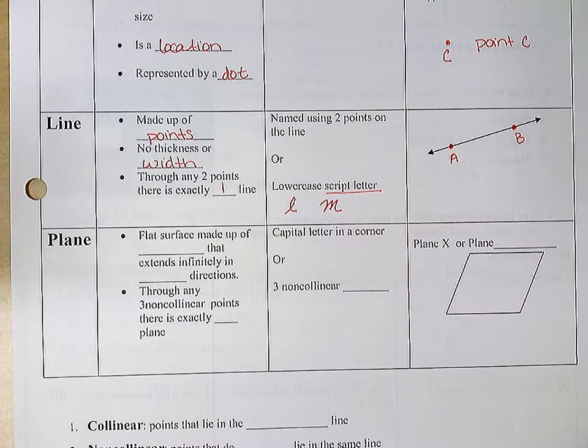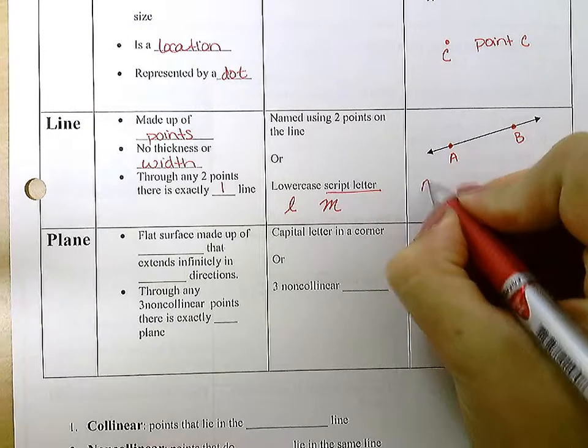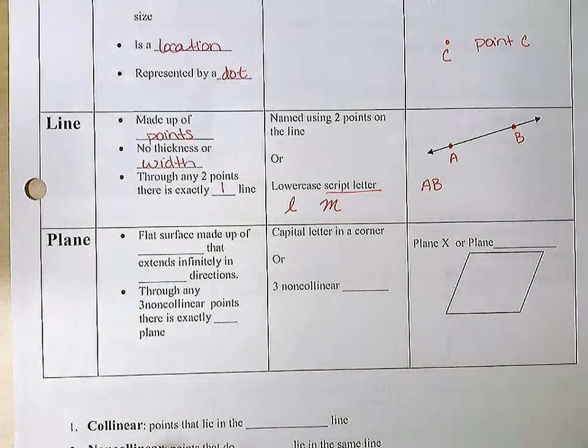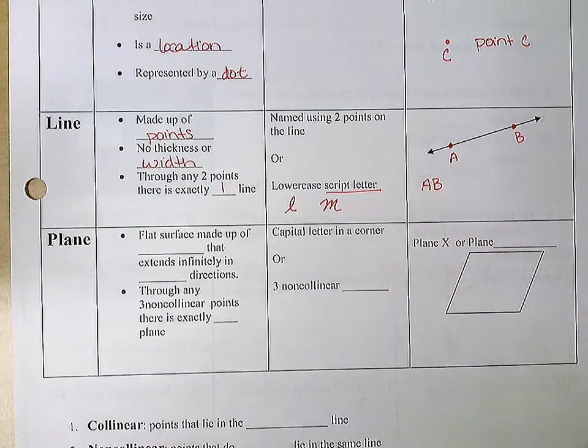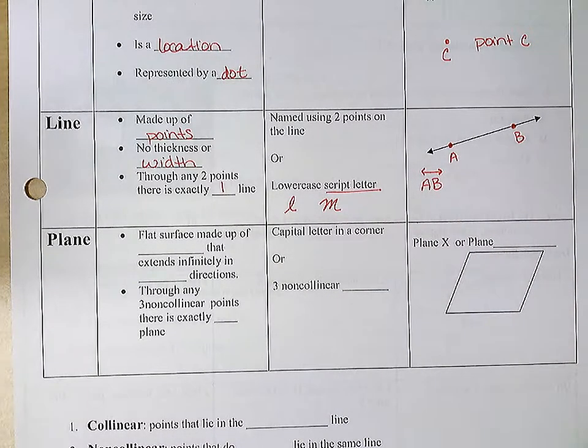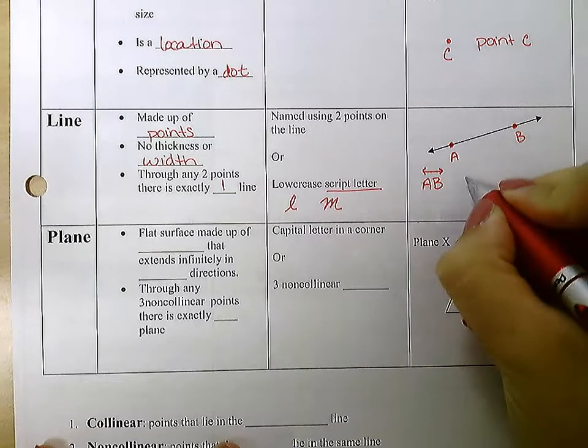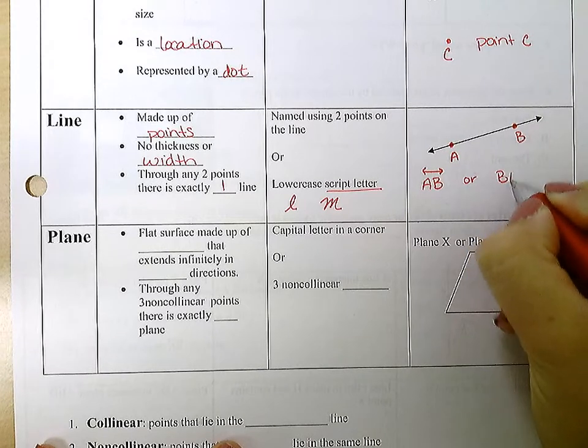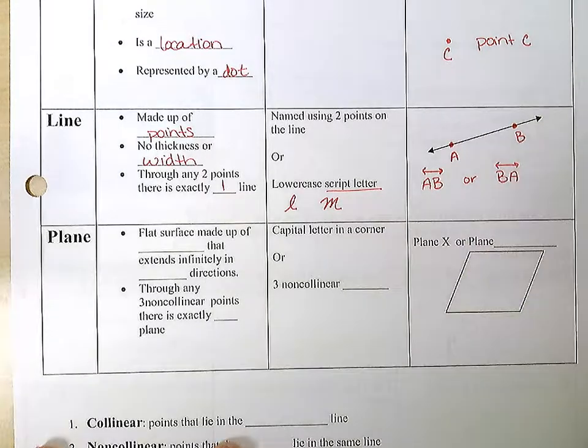Now when I'm actually writing out a line and I want to say this is line AB, I would use my capital letters from my points. And you do have to draw a line over the top so that we know it is a line. A line has arrows, so don't just draw in a segment. You have to draw in those arrows at the ends. So this would be line AB, or you could switch the letters around and it's the same line.